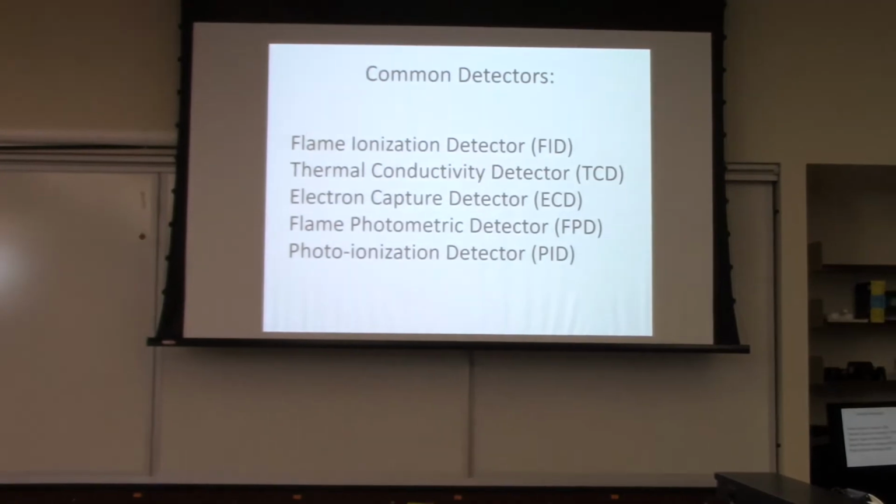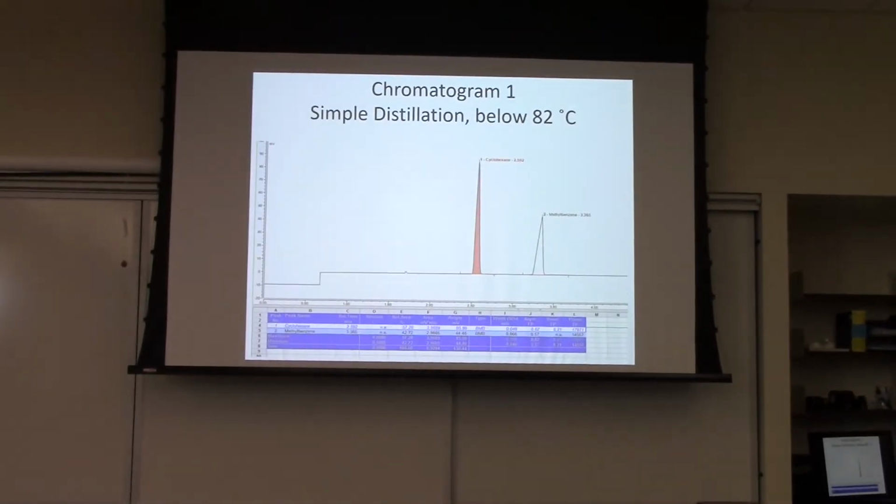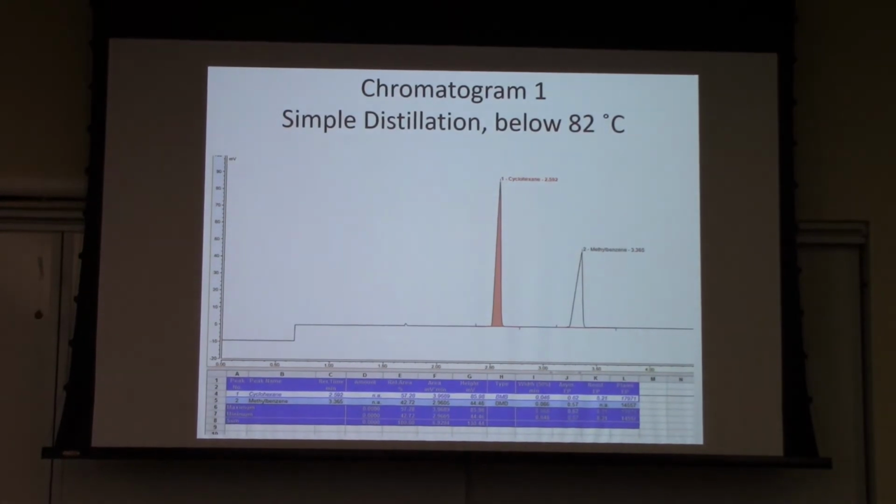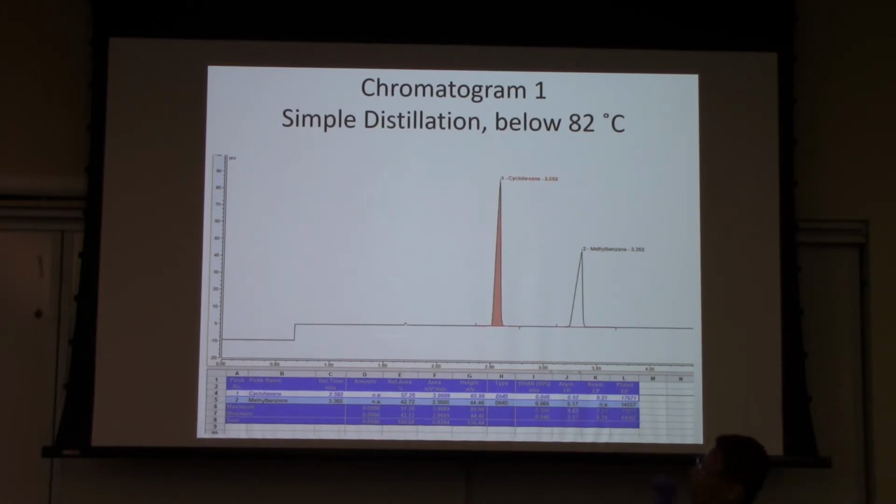Okay, so talking about the chromatogram, this is a sample chromatogram based on this particular experiment. What we see here is that we asked you to collect the distillate below 82 degrees Celsius. Now remember, cyclohexane has a boiling point of 81 degrees Celsius. So anything below 82 degrees Celsius should be the lower boiling point component from the distillation part of the lab. And here you see two different peaks.